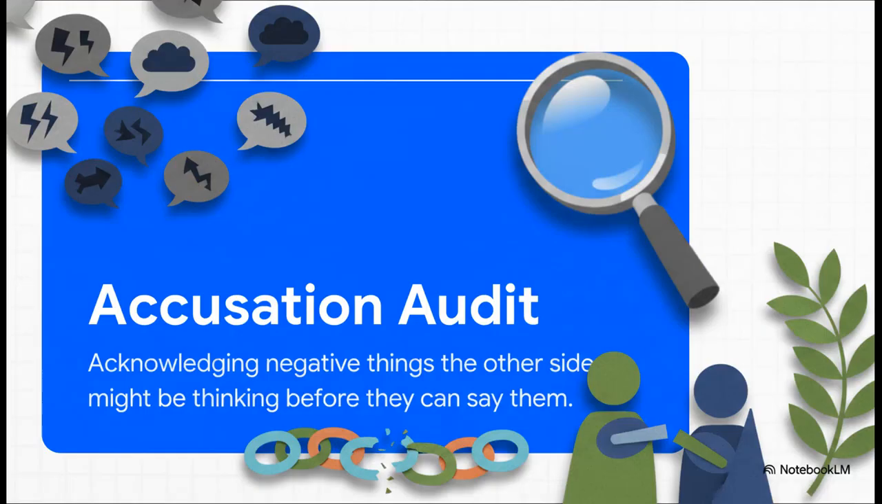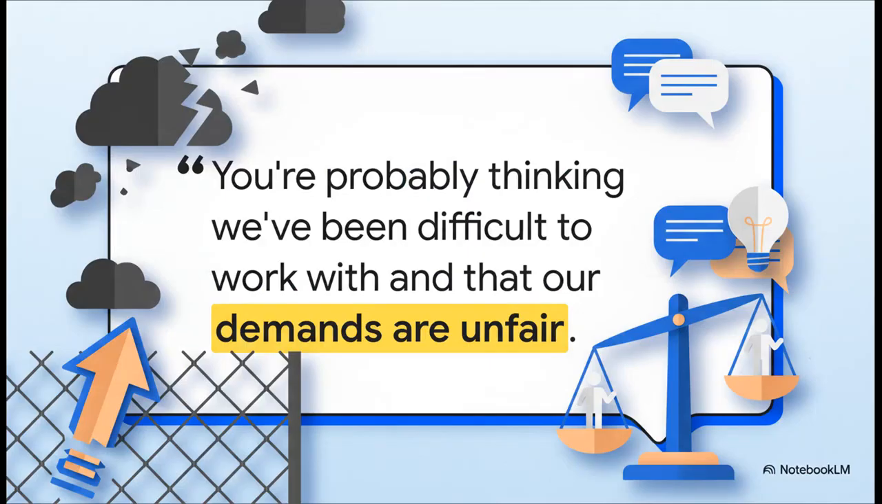Now for one of the most powerful and kind of fun tools in the whole toolkit, the accusation audit. What you do is, right at the start, you list out all the negative things the other side might already be thinking about you. It sounds crazy, but it totally disarms them and kills any tension before it has a chance to mess up the conversation. For instance, imagine starting off with something like this.